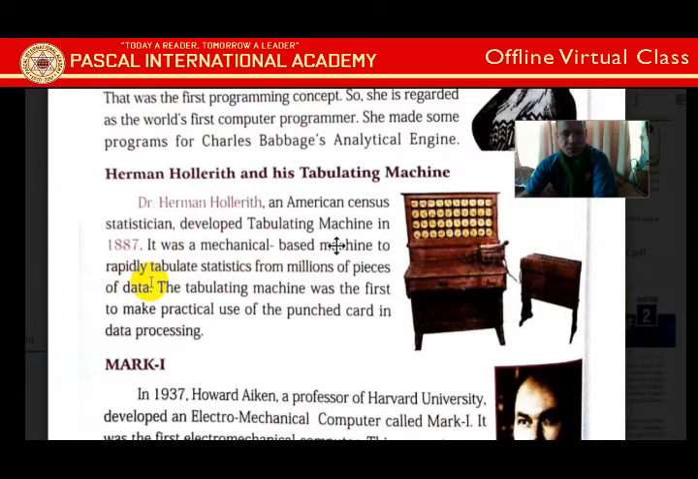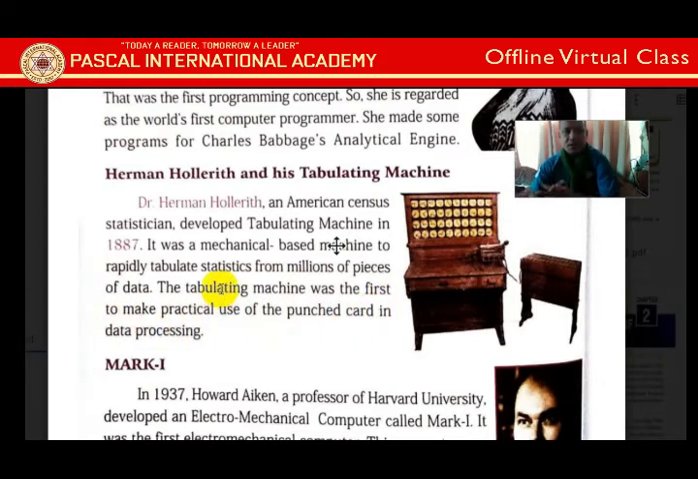So actually he worked in a census department. Census means what in Nepali? Janaganana, to count the number of people living in a country. The tabulating machine was the first to make practical use of the punch card in data processing.